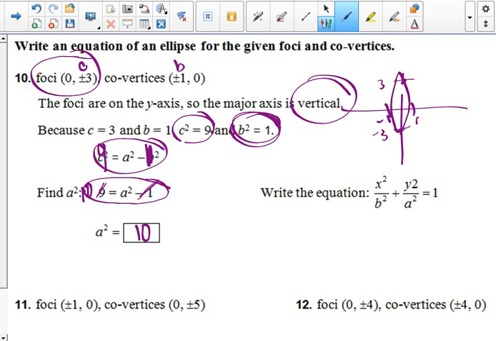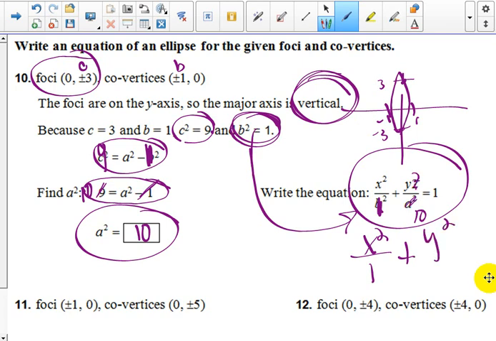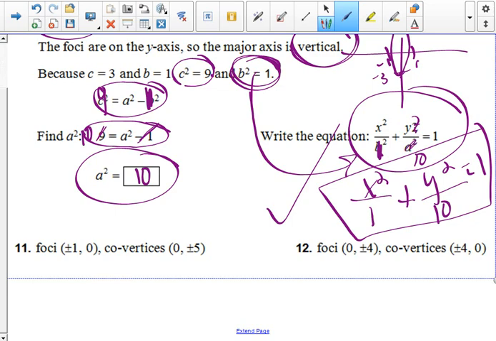So now we can write our equation. Remember, this is for vertical. So it's x squared over b squared plus y squared over a squared equals 1. We know our a squared is going to be 10, and our b squared, which they gave us in the beginning, is 1. So our final answer is x squared over 1 plus y squared over 10 equals 1, and that's our answer. That's how you work these. So if you'll take the next probably 2 minutes to do 11 and 12, about a minute apiece, we'll do that, and then we'll move on.